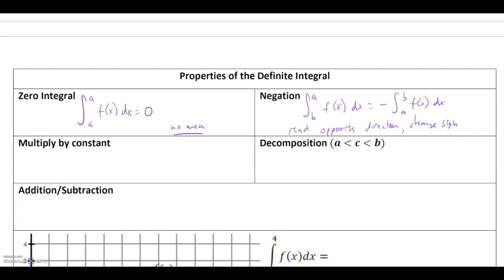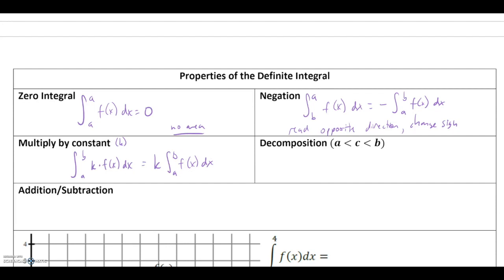The third property is multiplying by a constant. If you calculate the area from a to b for a constant k times f of x with respect to x, that is the same as the constant k times the integral from a to b for f of x dx. You can more or less move the constant multiplier outside of the integral.